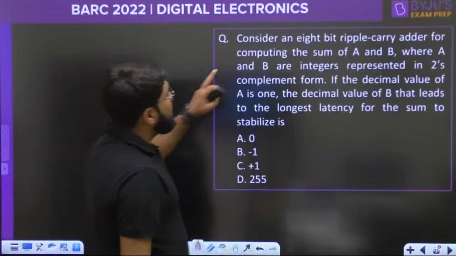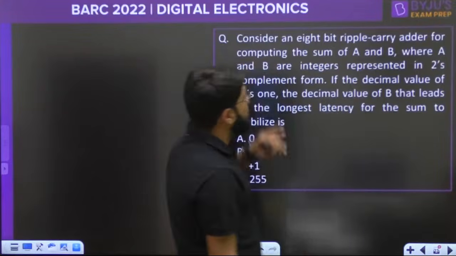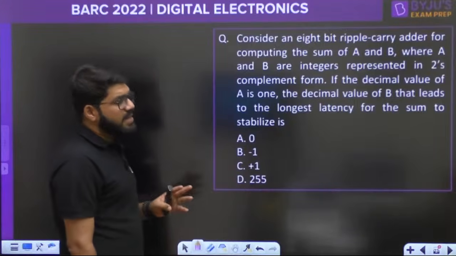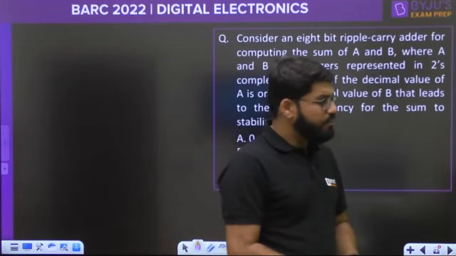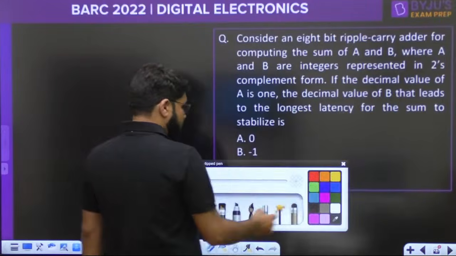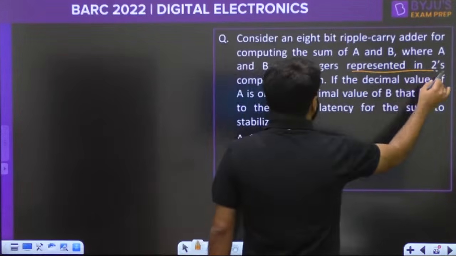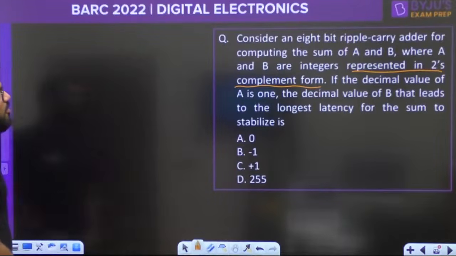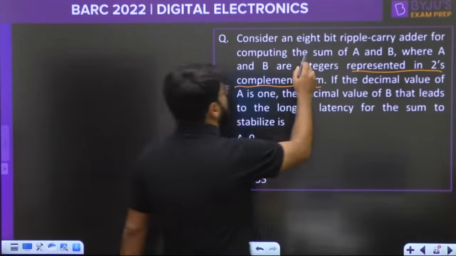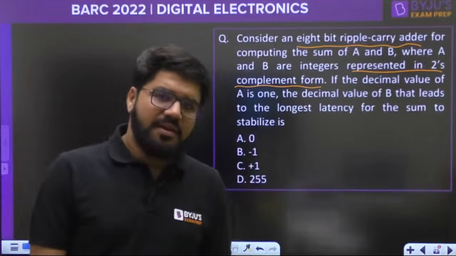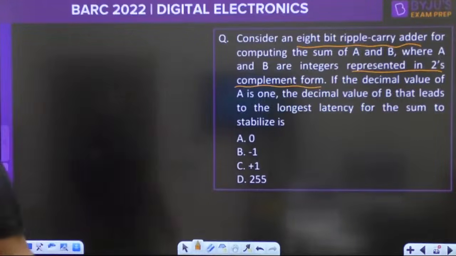Consider an 8-bit ripple carry adder for computing the sum of a and b, where a and b are integers represented in 2's complement form. This question is talking about ripple carry adder, but this is a very logical question. The ripple carry adder's design will not be used here.